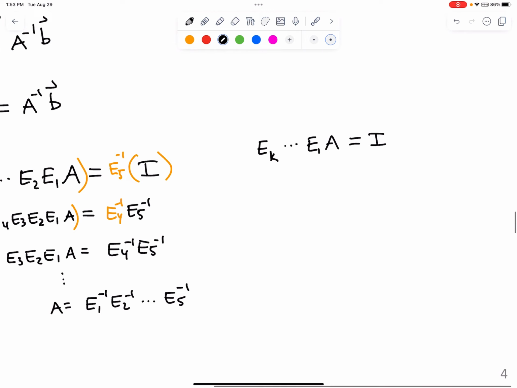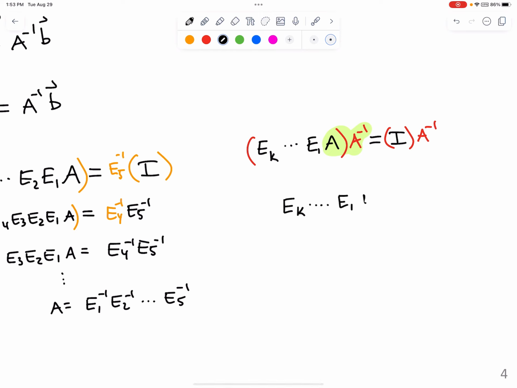Now, if A is invertible, what I'm going to do this time is multiply both sides of this equation on the right by the inverse of A. And then use the associative property so that I can do A times A inverse and just get the identity right there. So basically what this is saying is that EK through E1 times the identity will be equal to, on the right side of the equation, the identity times the inverse. Well, the identity times anything doesn't change it. This equals the inverse.